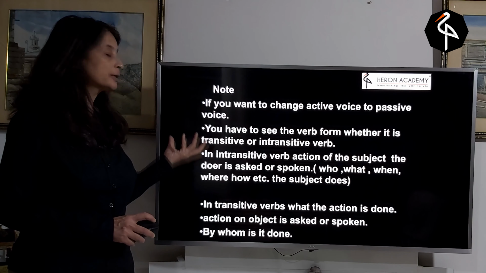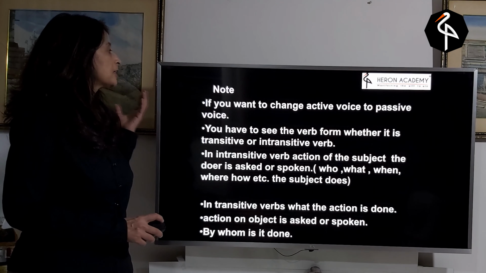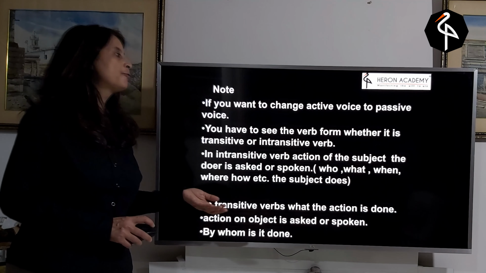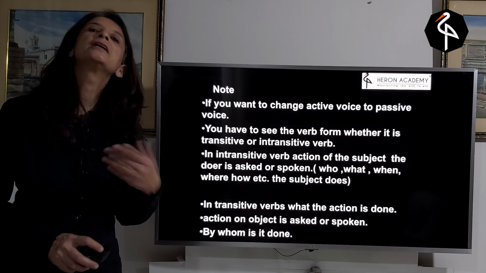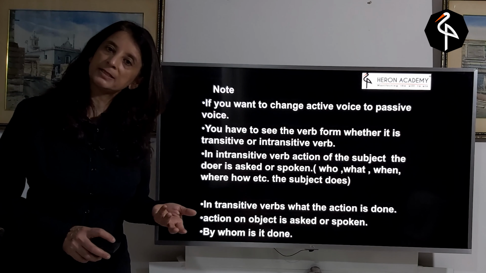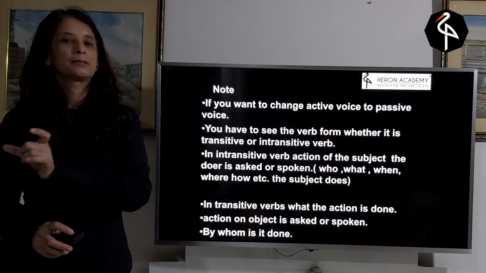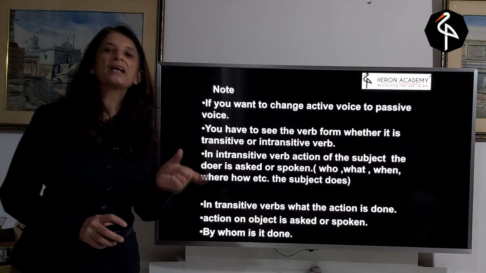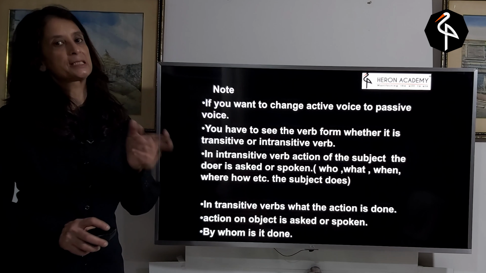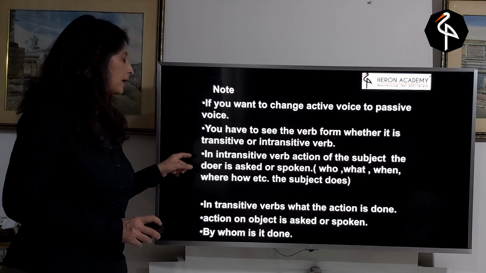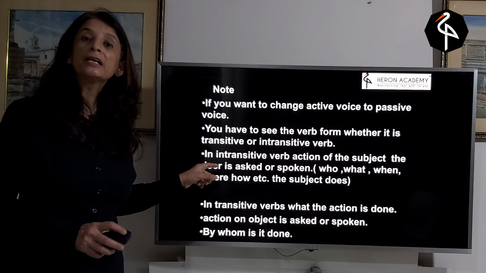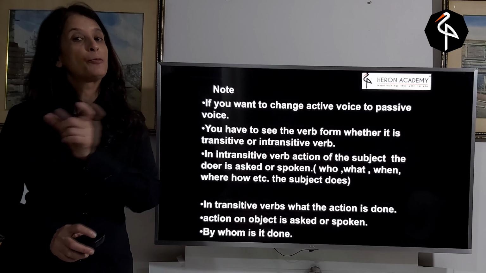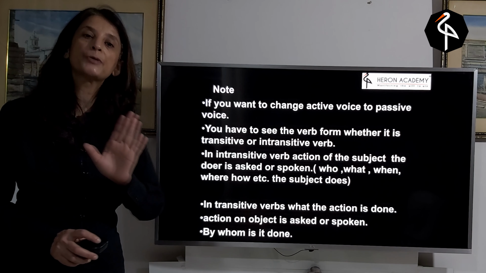What you have to note here in this session is that if you want to change active voice to passive voice, you have to see the verb form, whether it is transitive or intransitive. Is it clear? Transitive means when you are talking about the action of the subject and you require an object after the verb, that means it is a transitive verb. And when you are only giving information about the subject, the verb does not require any object behind it, that means it is an intransitive verb.